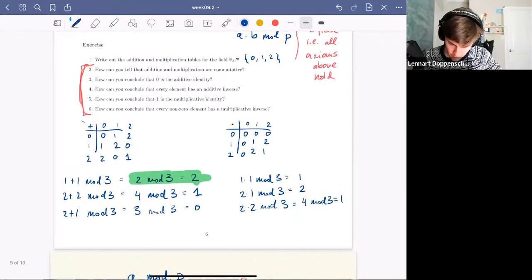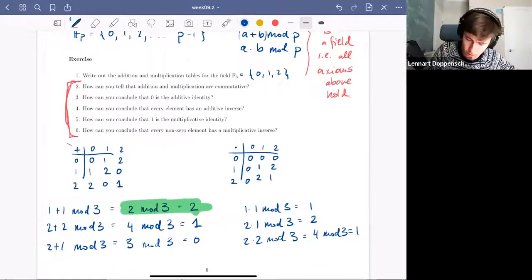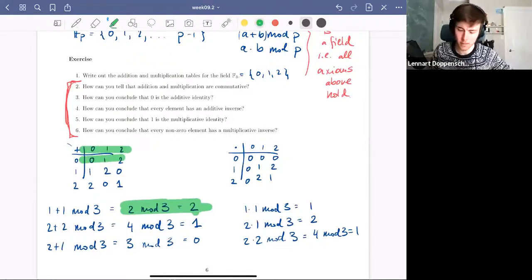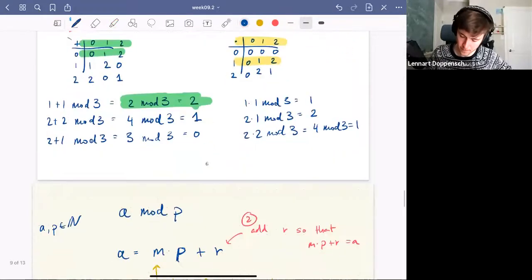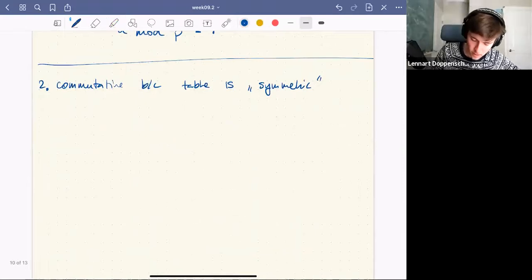How can you conclude that 0 is the additive identity? Well, I think that's what Jency wrote. Let me just rephrase this. Because the top row is the same as the first row in the table, this means that 0 doesn't change the element when you add it to it. And the same is true here. These are the same columns and rows. So this means that we can just do this in one step.